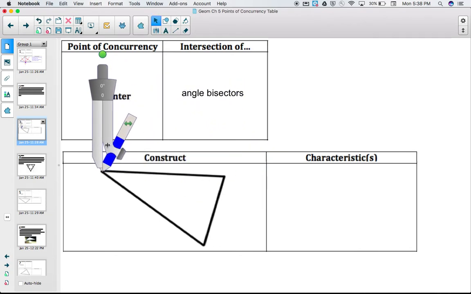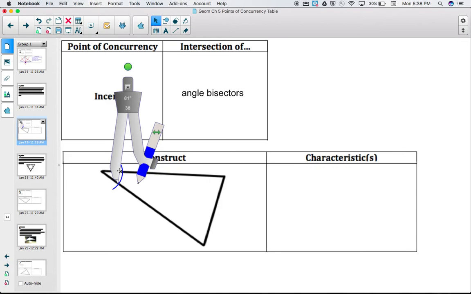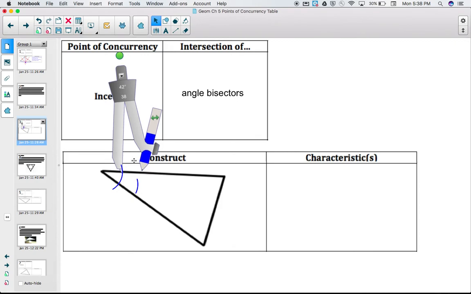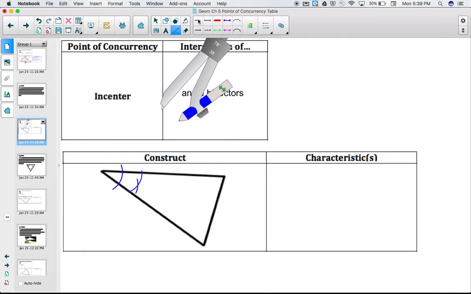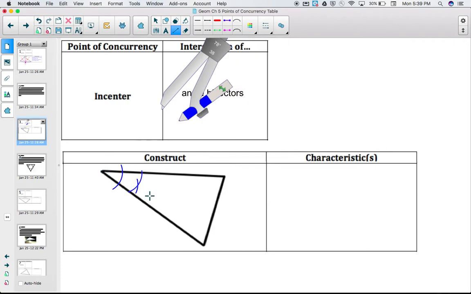So put the point on one vertex, draw an arc, move to the intersection point, draw a little arc inside, move to that second intersection point, and draw yourself another little arc. Where those two make an X, or where they cross, we're going to draw from that vertex through that X our angle bisector. All right, like how that looks. We're going to fix that a little bit here. All right, that looks a little better.